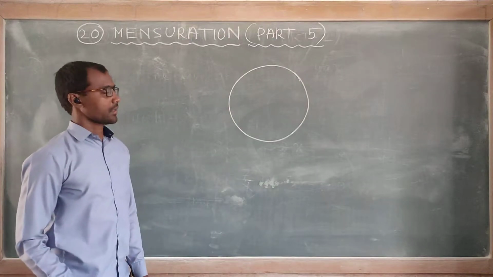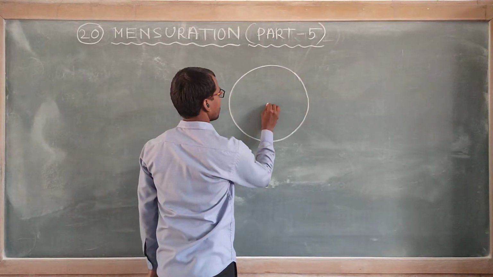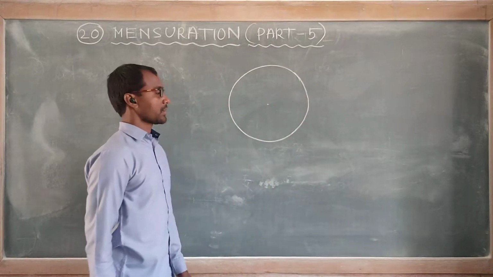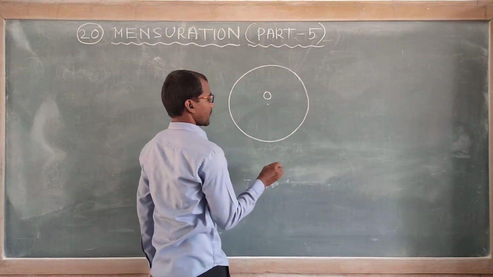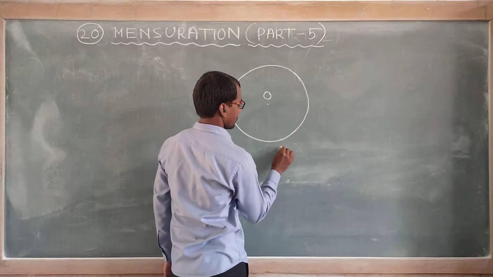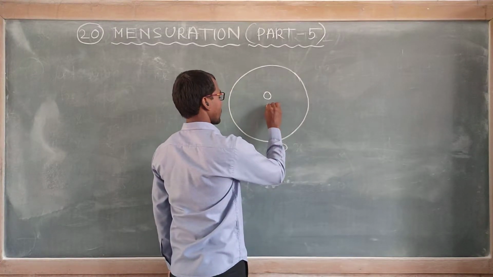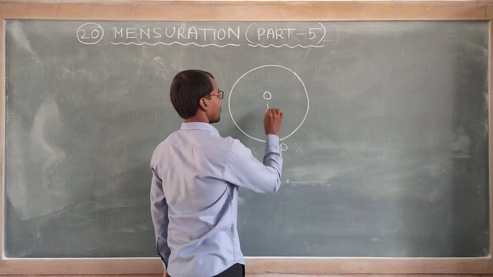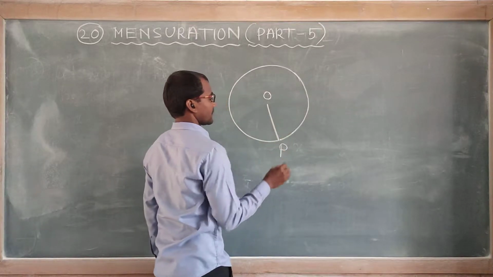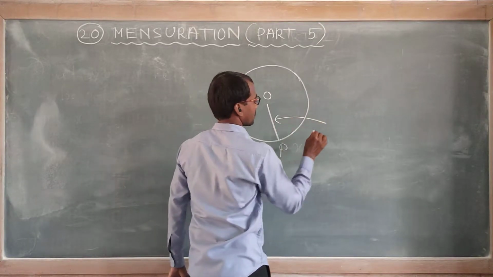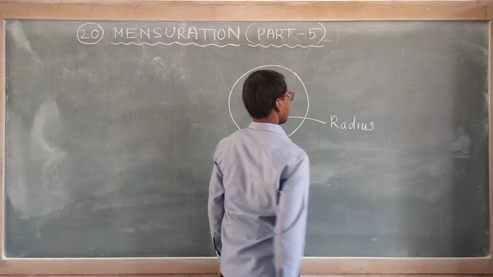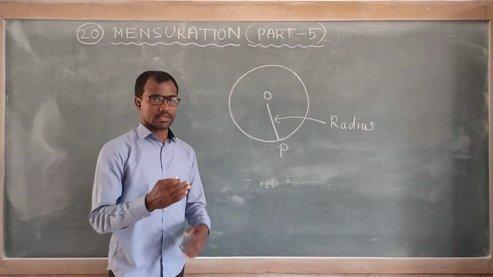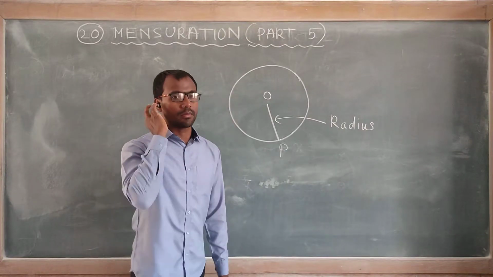See, this is a circle. This is the center. Let the center be O. Now, if you take any point on the circumference P and join OP, this is called the radius. I had told this in the chapter circles, geometry.